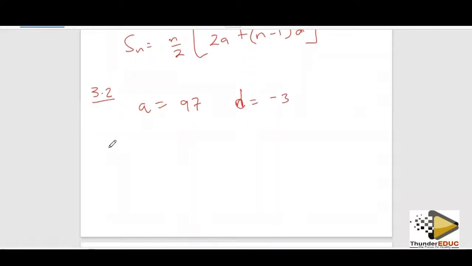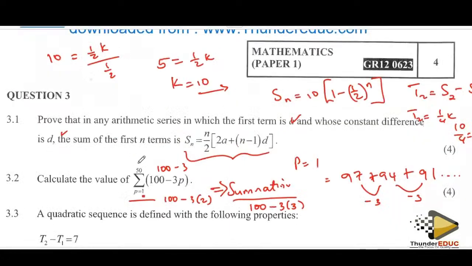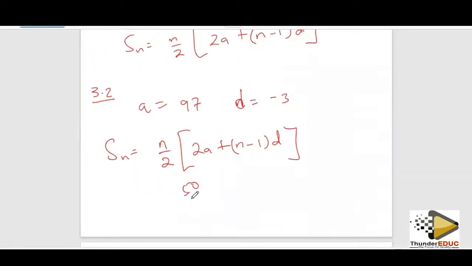Then we know that the sum of an arithmetic progression is given as n over 2 into 2a plus n minus 1 into d. Remember what we just proved now. So how many terms are we talking about? We're talking about 50 terms. How do we know that? The upper limit minus the starting limit plus 1. So that is 50. So that's going to be 50 over 2 into 2 times 97 plus, that is 50 minus 1 multiplied by -3.